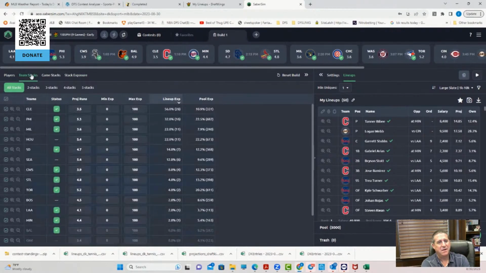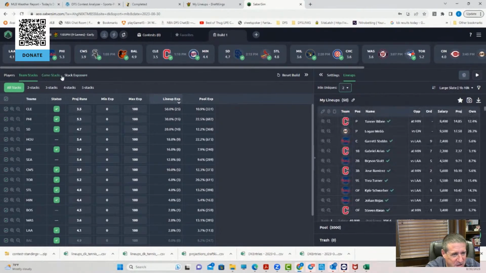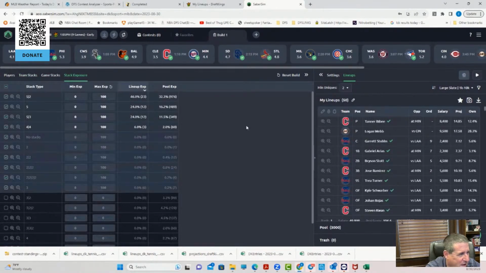So when you do that, you get the majority of the ownership actually coming from the aforementioned Cleveland at 56%. And then Philadelphia, 32%. And then Milwaukee, actually, who I didn't consider at all. And Houston, who I didn't even consider at all. So that's the difference between when you use a more GPP friendly build as opposed to projected score. Now I'll maybe change to min unique too, kind of spice it up a little bit, get a little more diversity. Make sure that doesn't really affect anything.